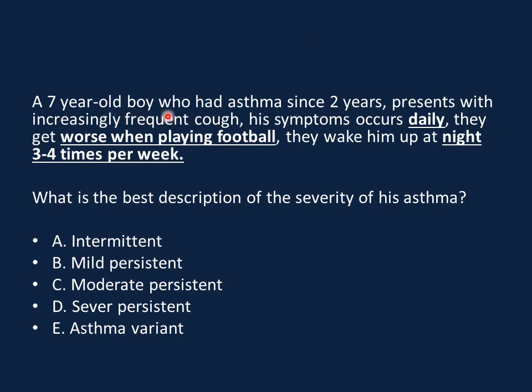This is a 7-year-old boy who has had asthma since 2 years of age. He presents with increasingly frequent cough. His symptoms occur daily. They get worse when he is playing football. They wake him up at night 3 to 4 times per week. What is the best description of the severity of his asthma? So we have asthma on a daily basis, worse with exercise, and occurring at night 3 to 4 times per week. So what is the best description of the severity of this asthma? Intermittent, mild persistent, moderate persistent, severe persistent, or cough variant asthma? I will answer these questions after the next slide.